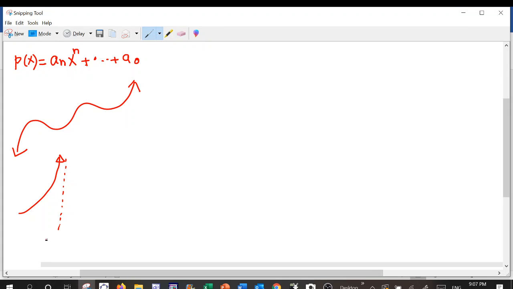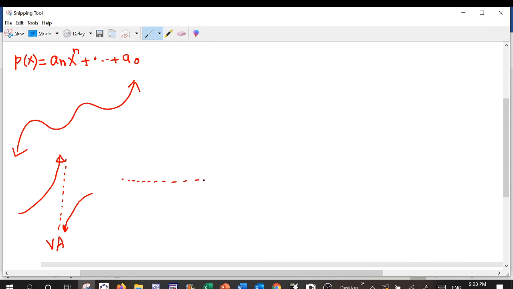Such a line is called a vertical asymptote, and polynomials don't have that because they're continuous everywhere, right, for all real numbers. So you don't see anything like this. The graph comes to a line and then goes up, or maybe comes down and approaches the line but never crosses it.